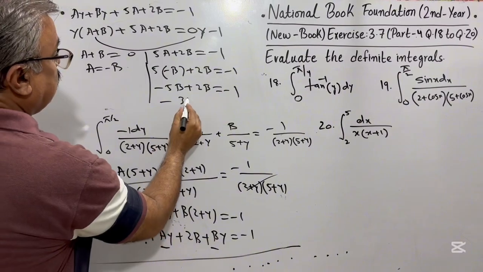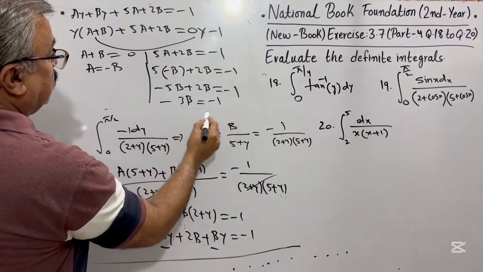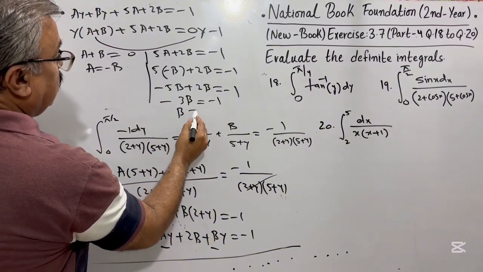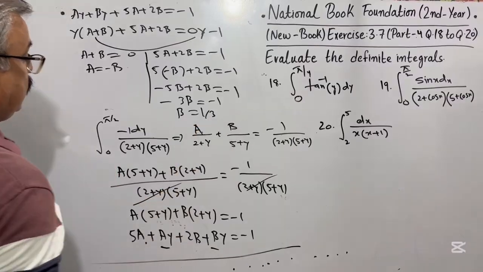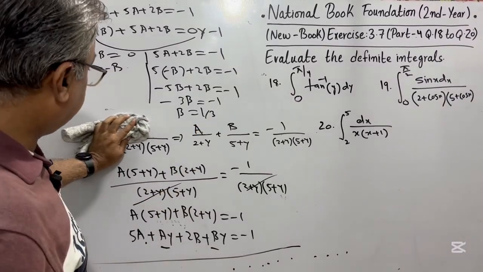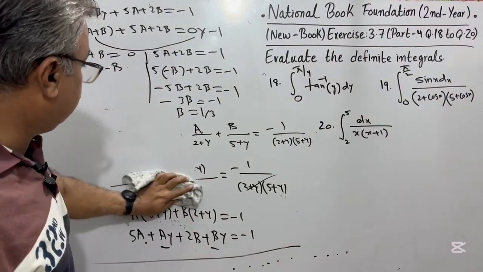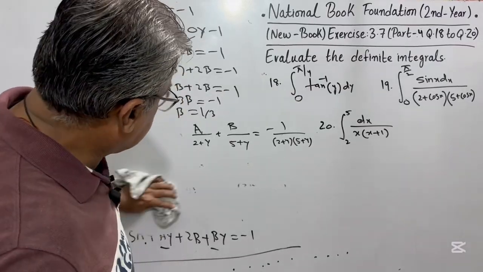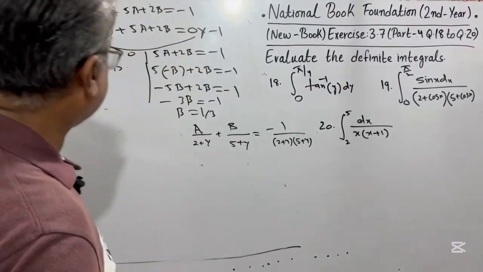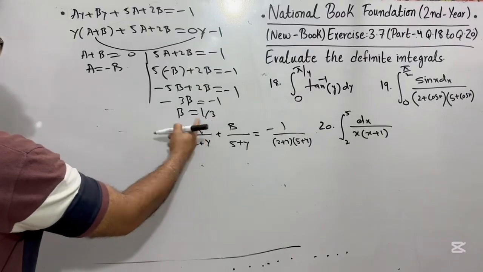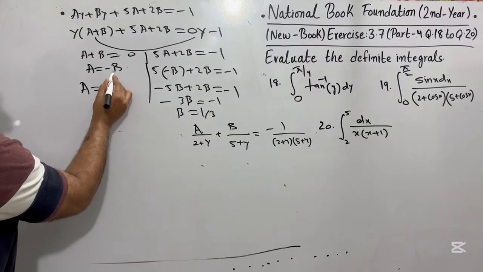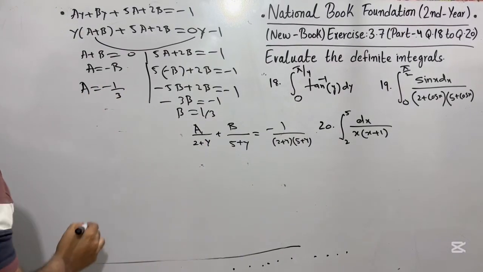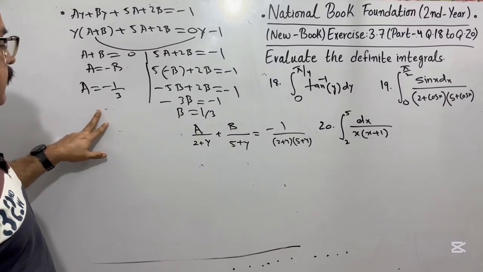is equal to minus 1, or B is equal to positive 1 over 3. From this, A is going to be minus 1 over 3. B is 1 over 3, A is negative 1 over 3.